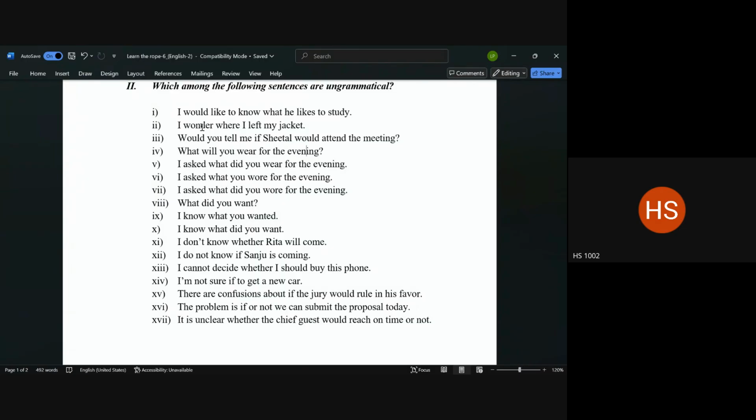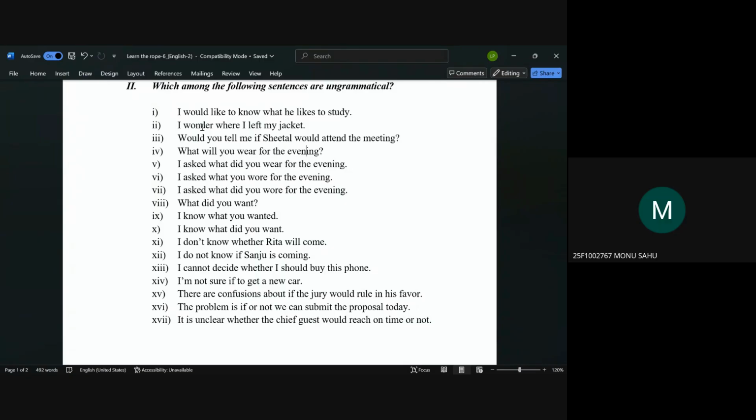Now, third one, "Would you tell me if Sheetal would attend the meeting?" It is incorrect, ma'am. Is this right or wrong? Correct, correct only, right? "Would you tell me if Sheetal would attend the meeting?" This is a polite way. You can also ask, "Can you tell me if Sheetal would attend the meeting?" Then it is a little less formal, that's all.